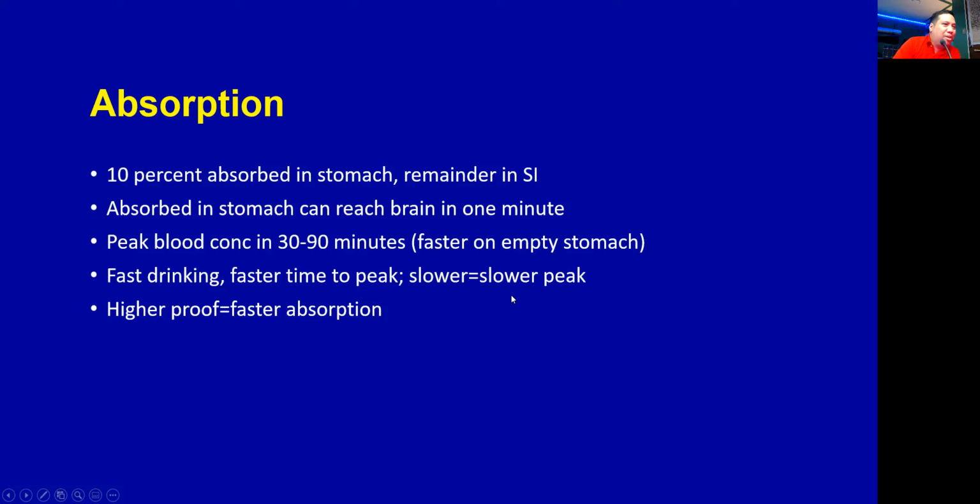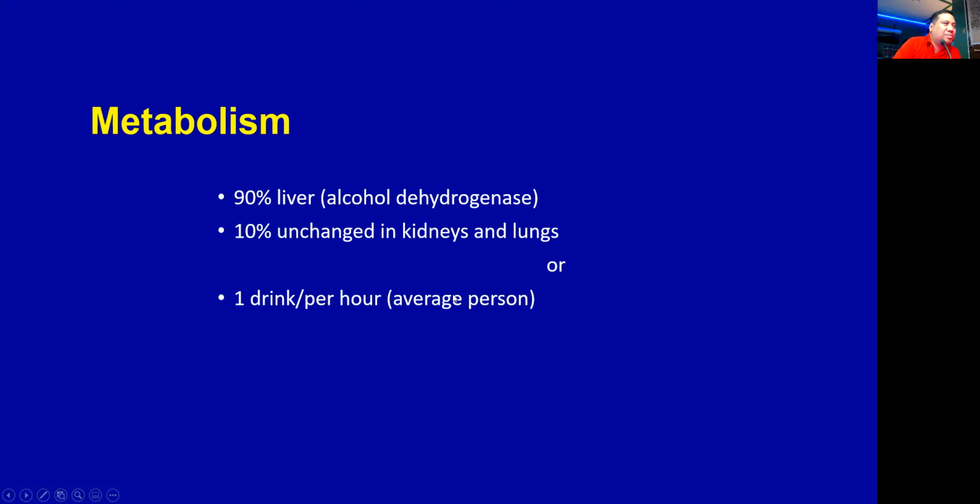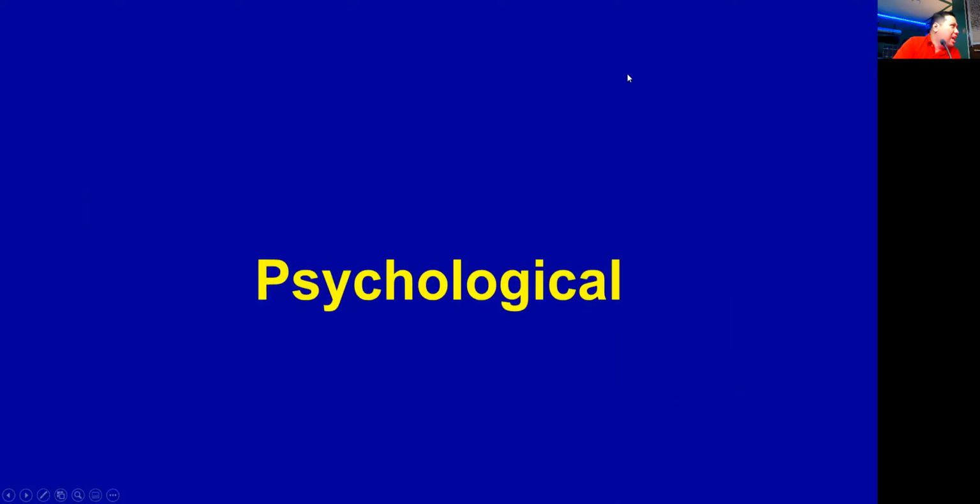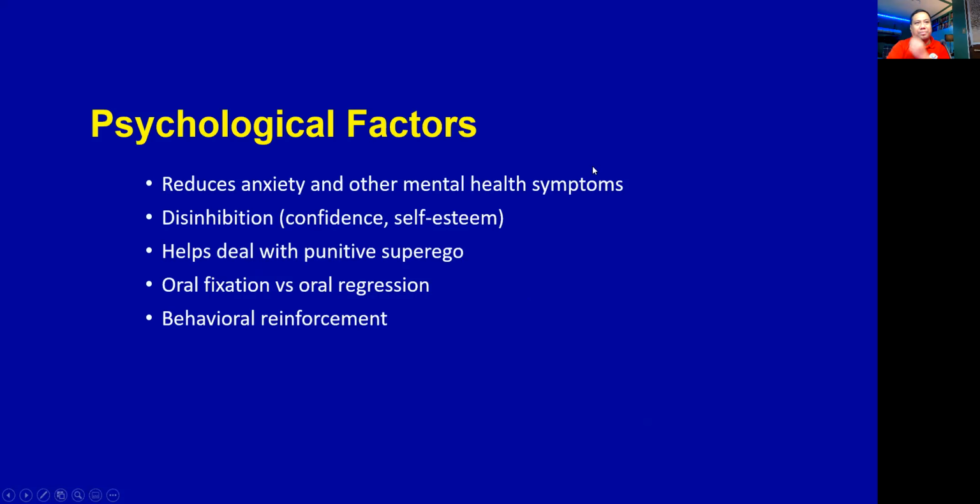Higher proof, faster absorption. Okay, this is how alcohol is metabolized, and the BAC levels. 0.8 pala, 0.08 considered DUI positive. Okay, then the consequent effects. How about the psychological aspect? We're going through it fast because we have a lot of stuff to cover.